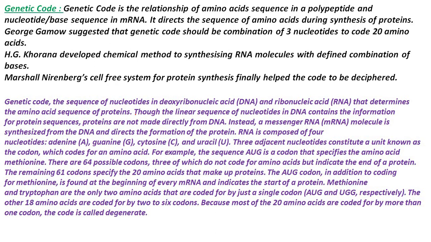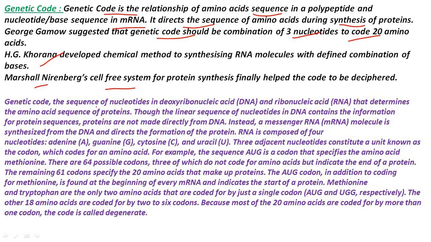That's very simple. So, genetic code is the relationship of amino acid sequence in a polypeptide and the nucleotide base sequence in the mRNA. Okay. It directs the sequence of the amino acids during the synthesis of proteins. George Gamow suggested that the genetic code should be a combination of 3 nucleotides to code for 20 amino acids. H.G. Khorana developed the chemical method for synthesizing RNA molecules with defined combination of bases. Marshall Nirenberg's cell-free system of protein synthesis finally helped the code to be deciphered.